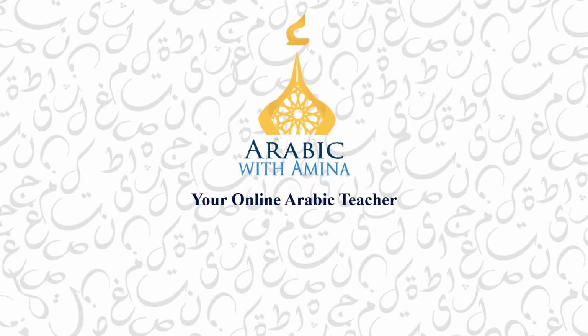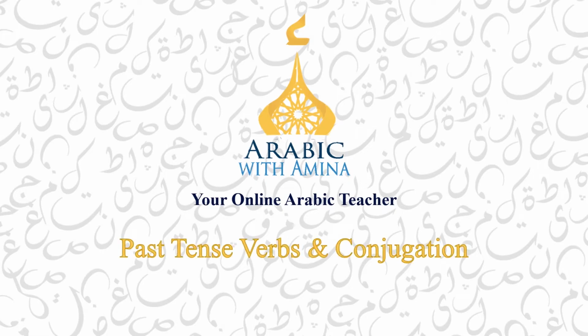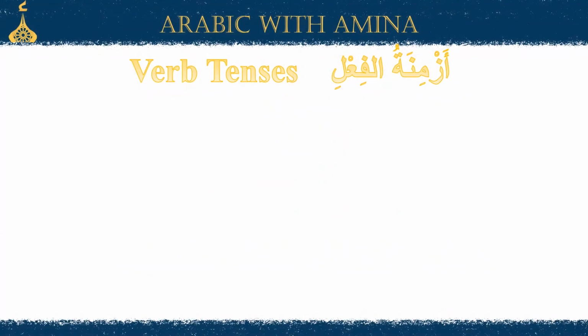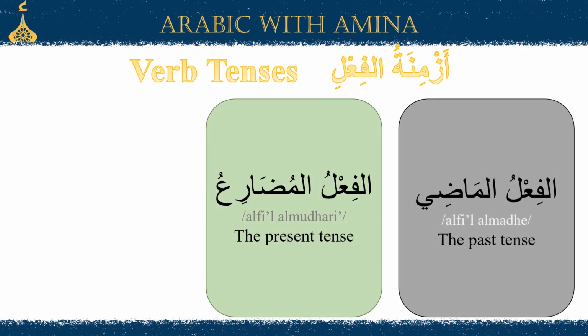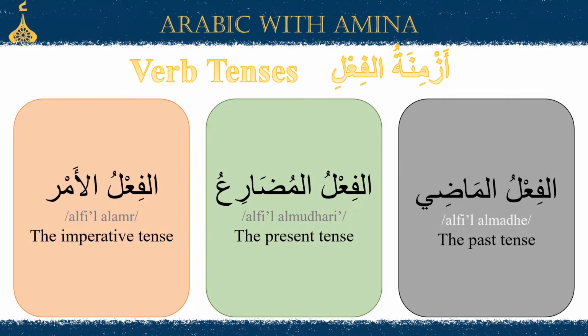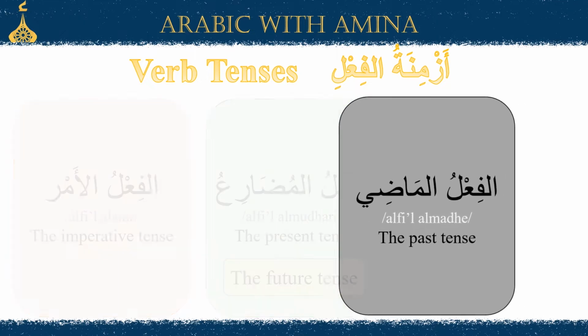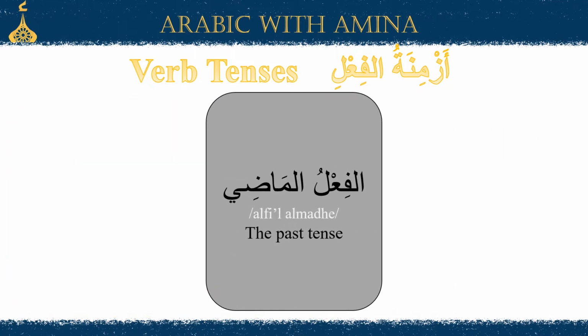Today's video is going to be about past tense verbs and conjugation. As mentioned previously, azminatul fi'l, or the verb tenses in Arabic, are three main tenses: the present tense, the past tense, and the imperative tense. The future tense falls underneath the present tense. Today's video, we will be focusing on actions that have occurred in the past. الفعل الماضي.